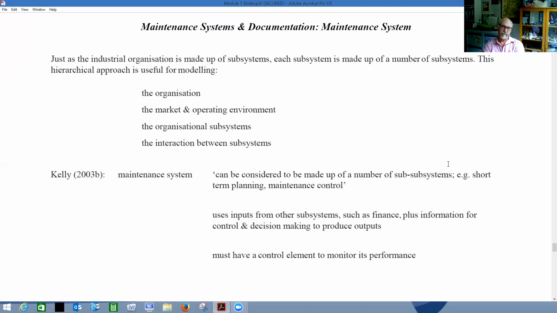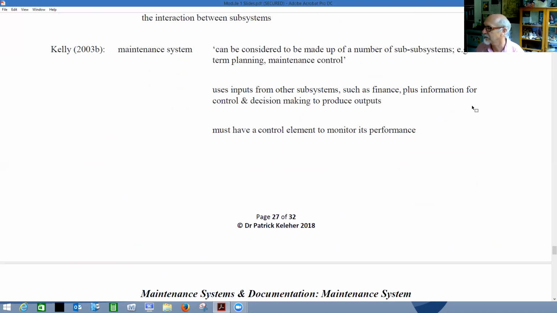So therefore then really it's back to that systems approach, looking at subsystems, how they operate individually and how they interrelate and how they're interconnected overall to build up the whole organisation. Kelly says that the maintenance system can be considered to be made up of a number of subsystems, for example, short-term planning, maintenance, control. Use inputs from other subsystems such as finance plus information for control and decision-making to produce your outputs. You must have a control element to monitor the performance. So those KPIs, remember, you've got to have some way of checking and ensuring that things are working and things are well balanced.